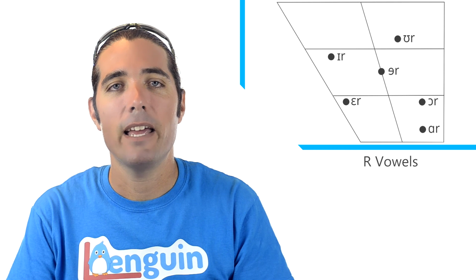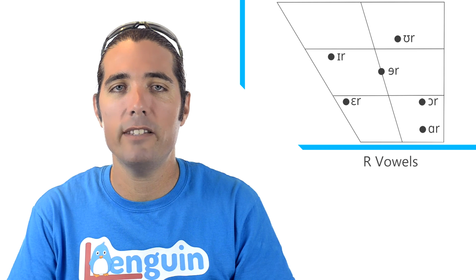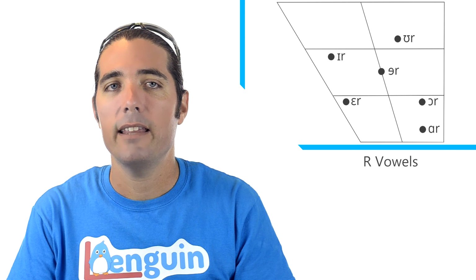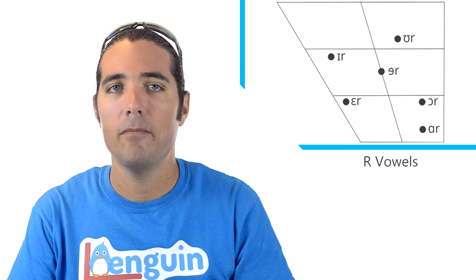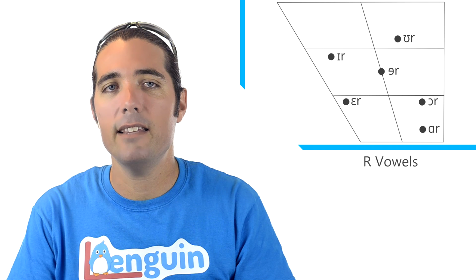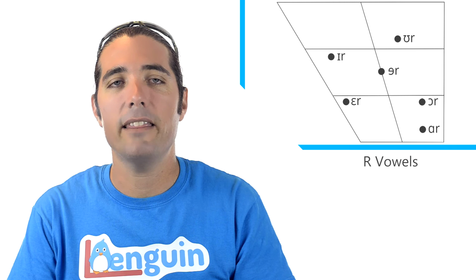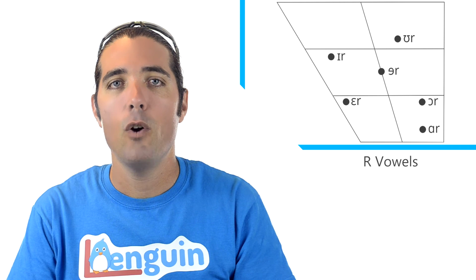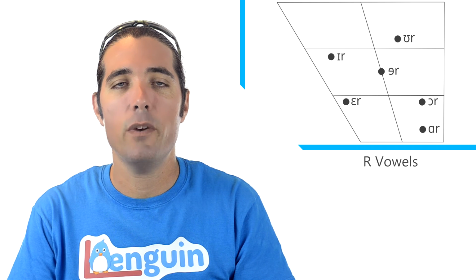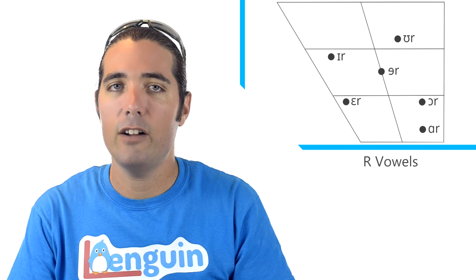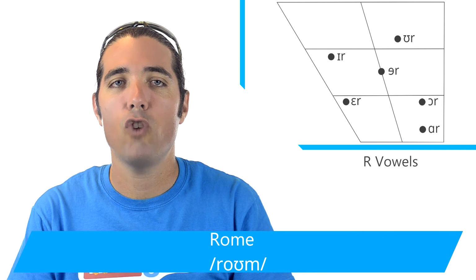All right. Now, there's one more group of vowel sounds we need to look at. They are vowel sounds that have an R sound in it. We're going to look at consonants in the next lesson, but let's take a quick look at the letter R. When we say a word that starts with R, our mouth makes this shape and sounds like Rome, Rome, Rome.